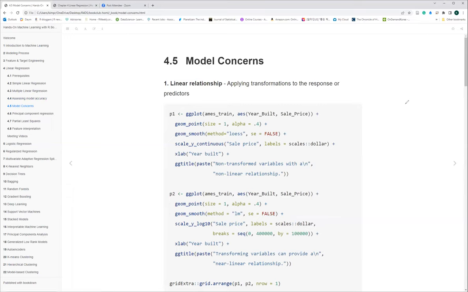So as we can see here, when we conduct the linear regression model, there are several model assumptions, which are concerns we have to keep in mind. The textbook mentions four assumptions we have to keep in mind when we conduct the linear regression model. The first one is called a linear relationship. That means the linear regression model assumes that there is a linear relationship between the response and predictor variables. That's the very basic assumption of linear regression.